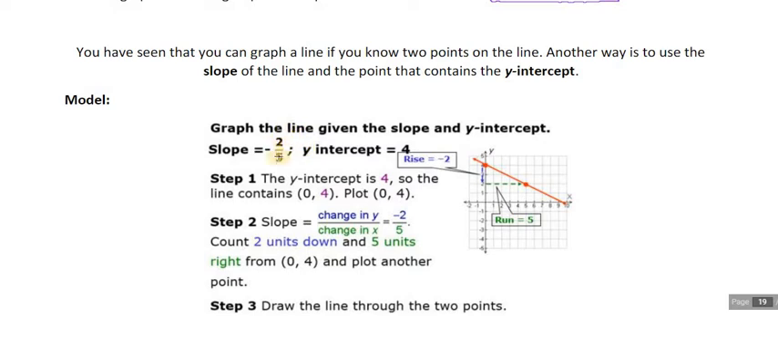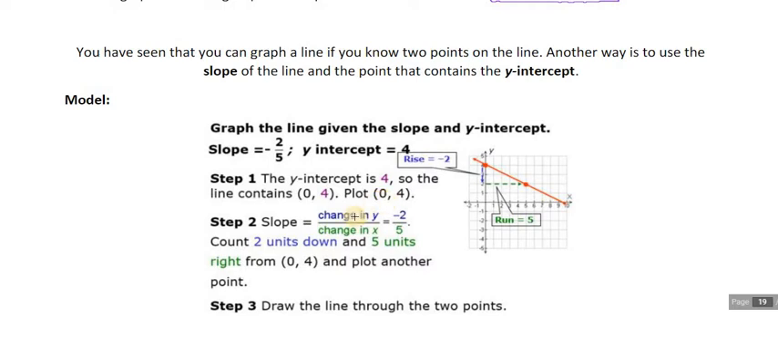So the slope is -2/5. The y-intercept is 4. So what we need to do is start off with plotting the y-intercept. So the y-intercept is 4, so we're either going to just say, okay, go to 4 on the y-axis, or you can look at it as the ordered pair (0, 4).